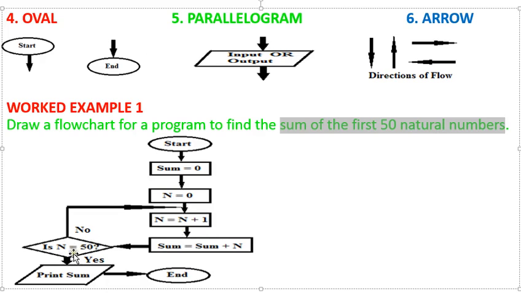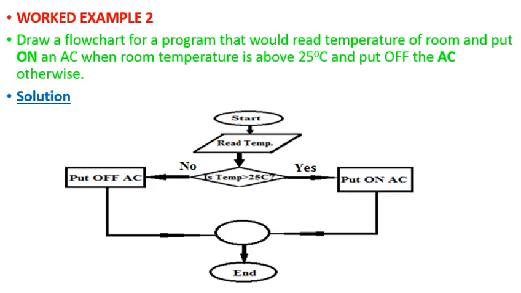And if that happened, we'll now go to produce an output. And we know that a parallelogram is used for producing output. And after producing your output, you end the program, and we end by using an oval shape.